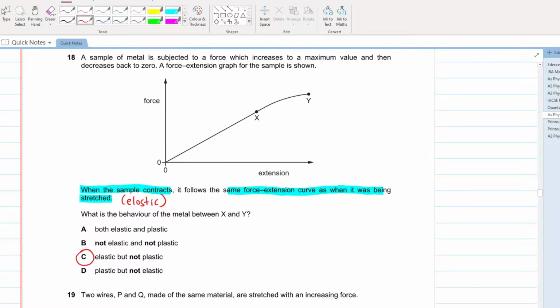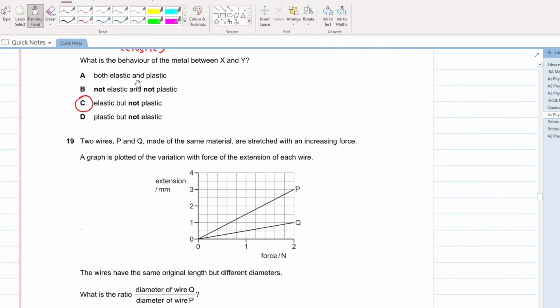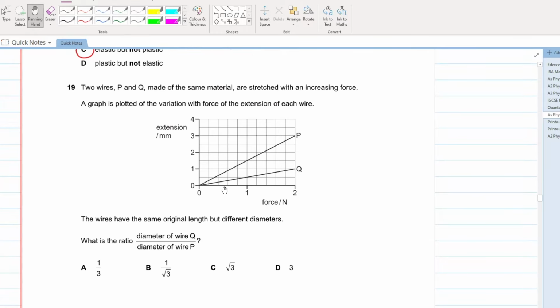The graph is only following elastic behavior and not plastic. Let's further move ahead. Two wires P and Q are of the same material. What does the meaning of same material is here? This means that you have the same Young's modulus.